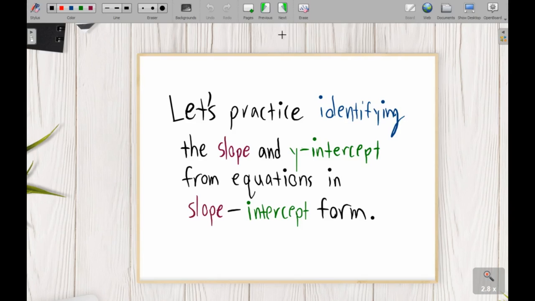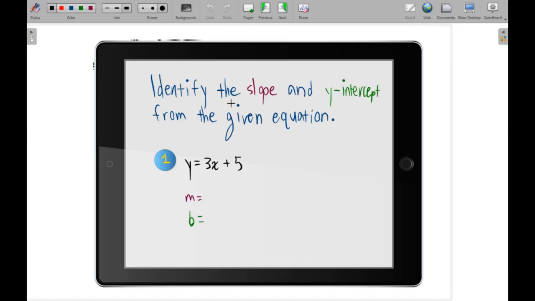So let's practice identifying the slope and Y-intercept from equations in slope-intercept form. Here we have y equals 3x plus 5. We know that the slope-intercept form is y equals mx plus b. So the m is what? Our slope, m is 3, and our b is what? The y-intercept. So b is 5.